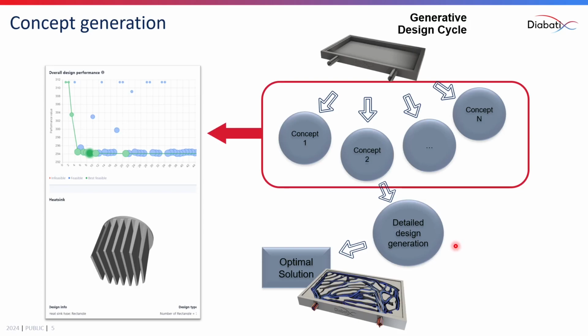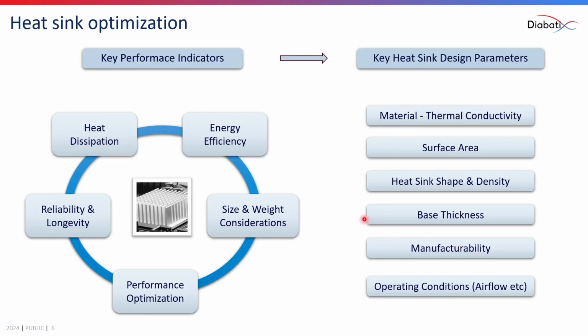Now with that, let me quickly talk about heatsink optimization. Heatsink optimization is a critical issue in electronic applications, as I mentioned earlier. And so in order to define and optimize heatsinks, there are key performance indicators like heat dissipation, energy efficiency, and the size and weight of the heatsink. This is highly useful in an industry like the aerospace industry.